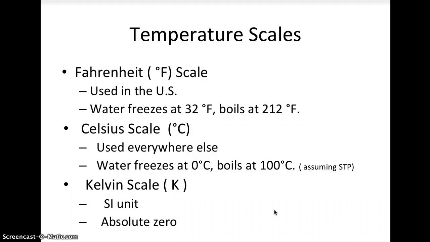Okay, so now we have these temperature scales. Fahrenheit is used in the US. Water freezes at 32 degrees Fahrenheit and boils at 212 degrees Fahrenheit. The Celsius scale is pretty much used everywhere else. Water freezes at 0 degrees Celsius and boils at 100 degrees Celsius. We're assuming that we have a standard temperature and pressure with these reference points, so we're not decreasing or increasing the pressure over our substance or over water, which we'll get into a little bit more when we talk about gas laws.